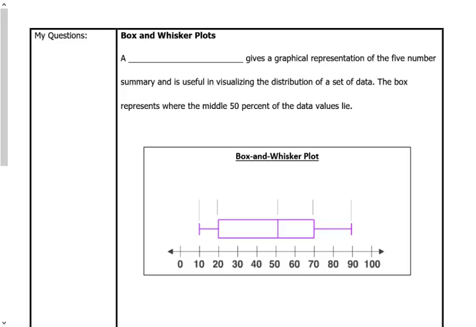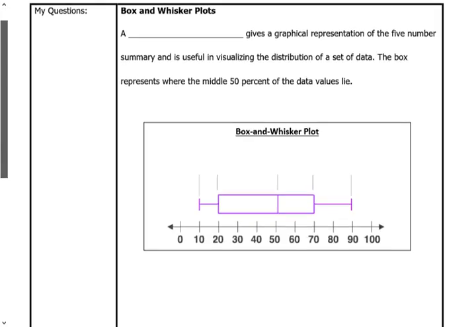Okay. Now, what we're going to do with these, once we have our 5 numbers, is draw a box and whisker plot.